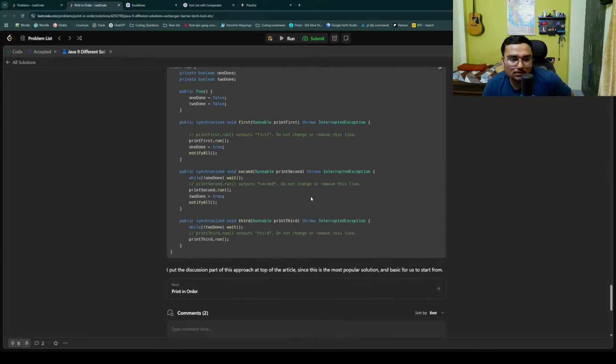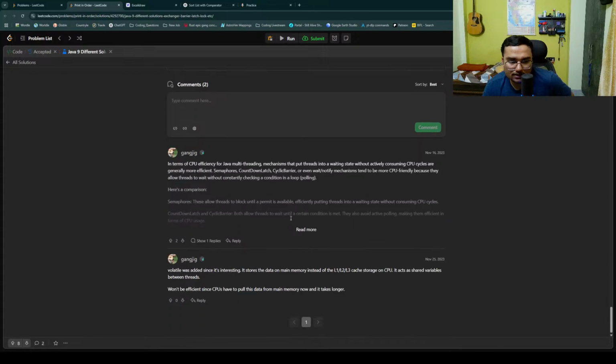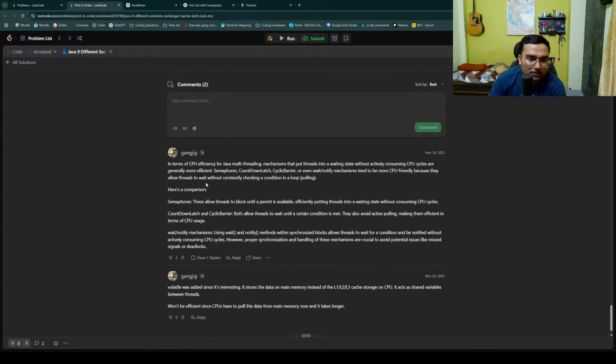Okay. I still see that in terms of CPU efficiency, Java multi-threading mechanisms that put threads into a waiting state without actively consuming CPU cycles are generally more efficient. Semaphores, countdown latch, cyclic barrier, or even wait-notify mechanisms tend to be more CPU friendly because they allow threads to wait without constantly checking for completion. Here is a comparison.